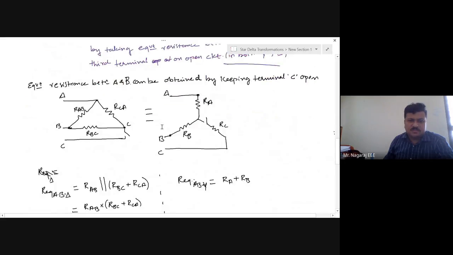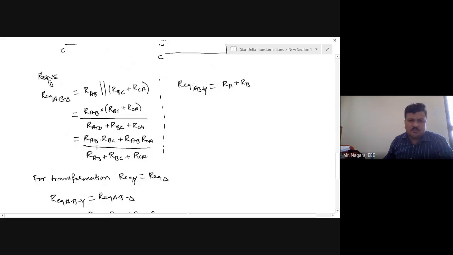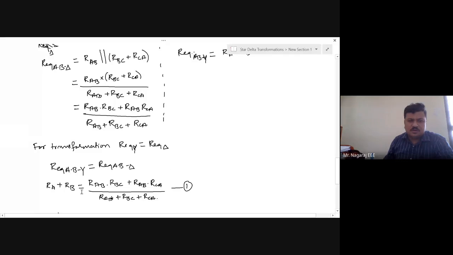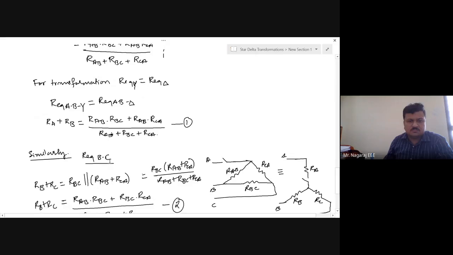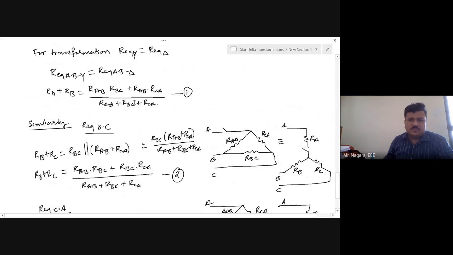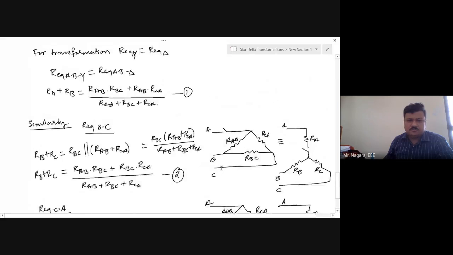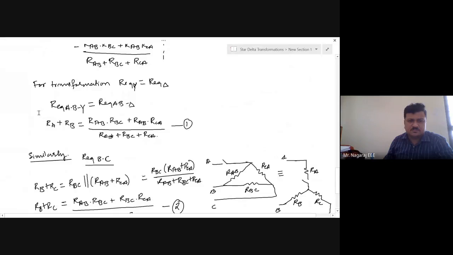With this principle, we saw the equivalent resistance between A and B when I move from delta to star. Similarly, we find the equivalent resistance between B and C and between C and A. With these I got equations 1, 2, and 3. For the time being, I will keep all these equations.